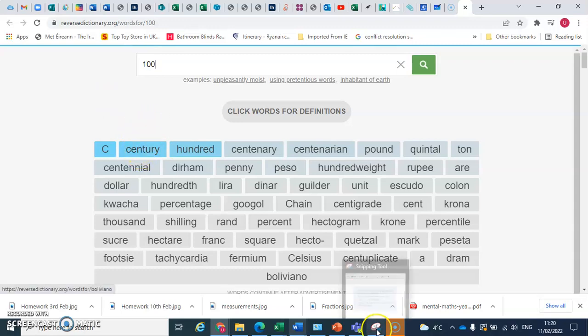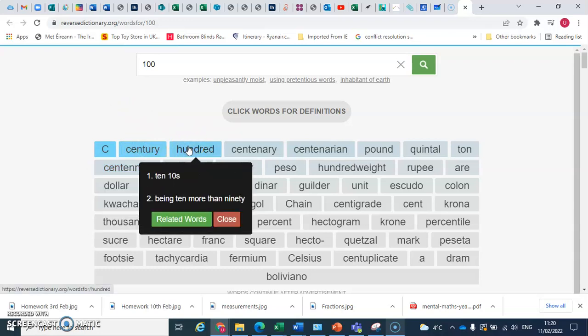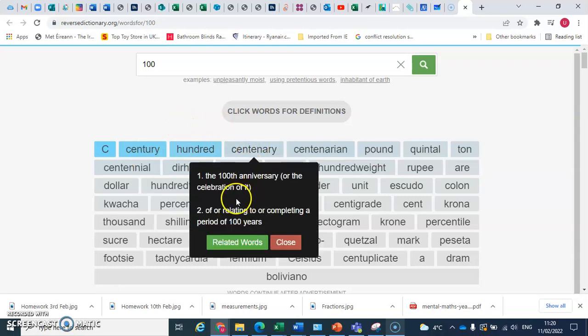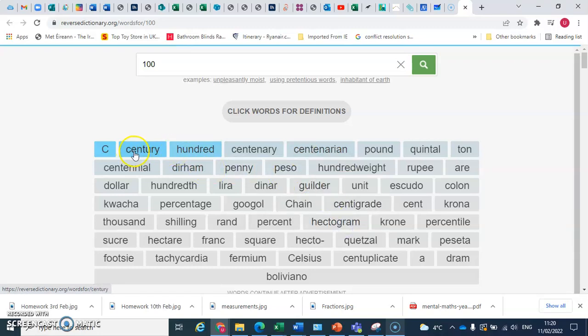Just let me check something here. Yeah, we're okay. So century, a period of 100 years. 100, 10 tens, being 10 more than 90. Centenary, of or relating to or completing a period of 100 years. Centenarian, being at least 100 years old. So what I'm pointing out here is where you have words that begin with C-E-N-T, you're usually talking about something to do with 100.